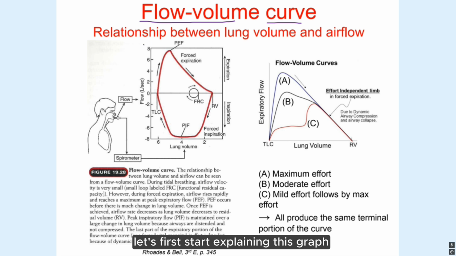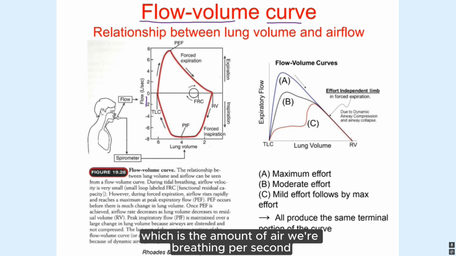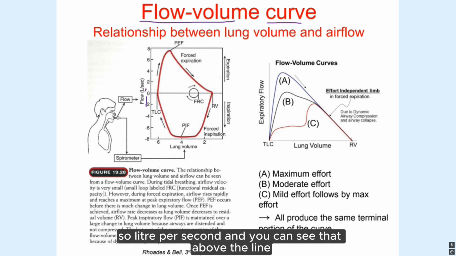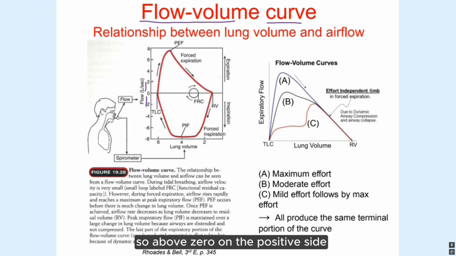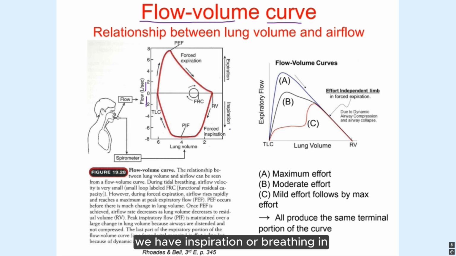Let's first start explaining this graph over here. We can see that on the y-axis, we have flow, which is the amount of air we're breathing per second, so liters per second. And you can see that above the line, so above 0, on the positive side, we have expiration or breathing out, and under it we have inspiration or breathing in.